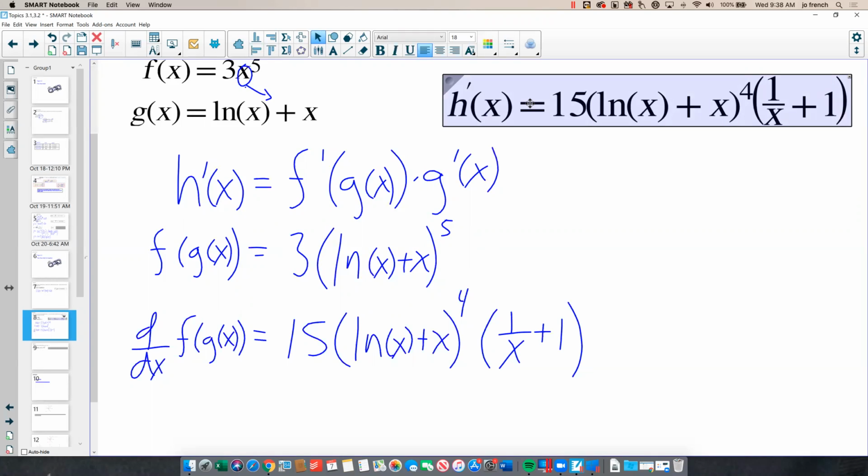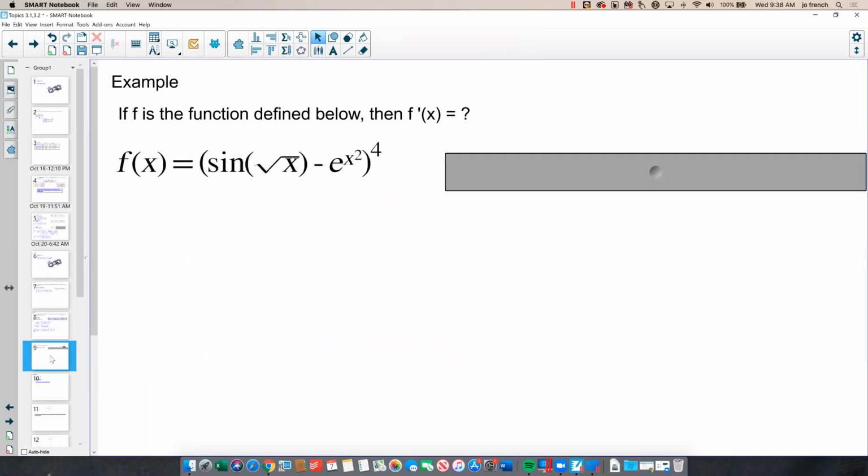Okay, let's look at one more example. Okay, here we get an opportunity to see how the chain rule can be applied multiple times. We have multiple layers going on with this composite function. Here, f of x is the sine of the square root of x minus e to the x squared, all raised to the fourth power.